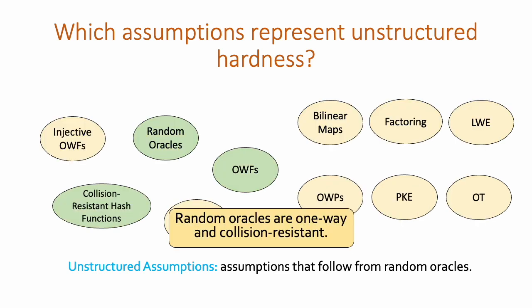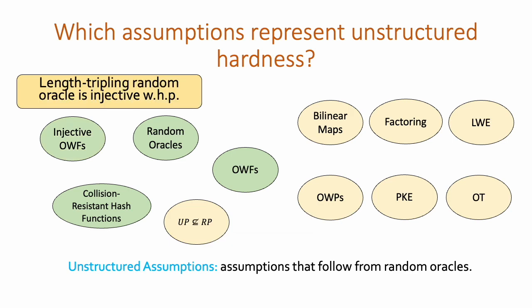Now let's take a look at cryptographic assumptions which can be easily instantiated with a random oracle. We know that a random oracle is one-way and collision resistant. Hence, one-way functions and collision-resistant hash functions can be considered unstructured. Moreover, any length tripling or sufficiently expanding random function will be injective with very high probability. Hence, a sufficiently expanding injective one-way function is also considered to be unstructured.